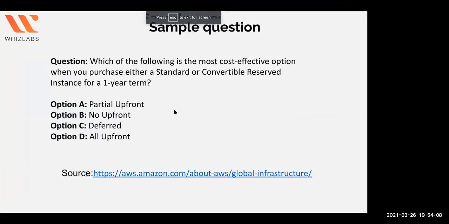Okay, so this is a part of the quiz question. Which of the following is the most efficient option when you purchase either a standard or convertible for a 1 year term? So when will you get the most discount when you are using a purchase option with the reserved category for your instances? The time is mentioned specifically for 1 year. So you can take your time and answer.